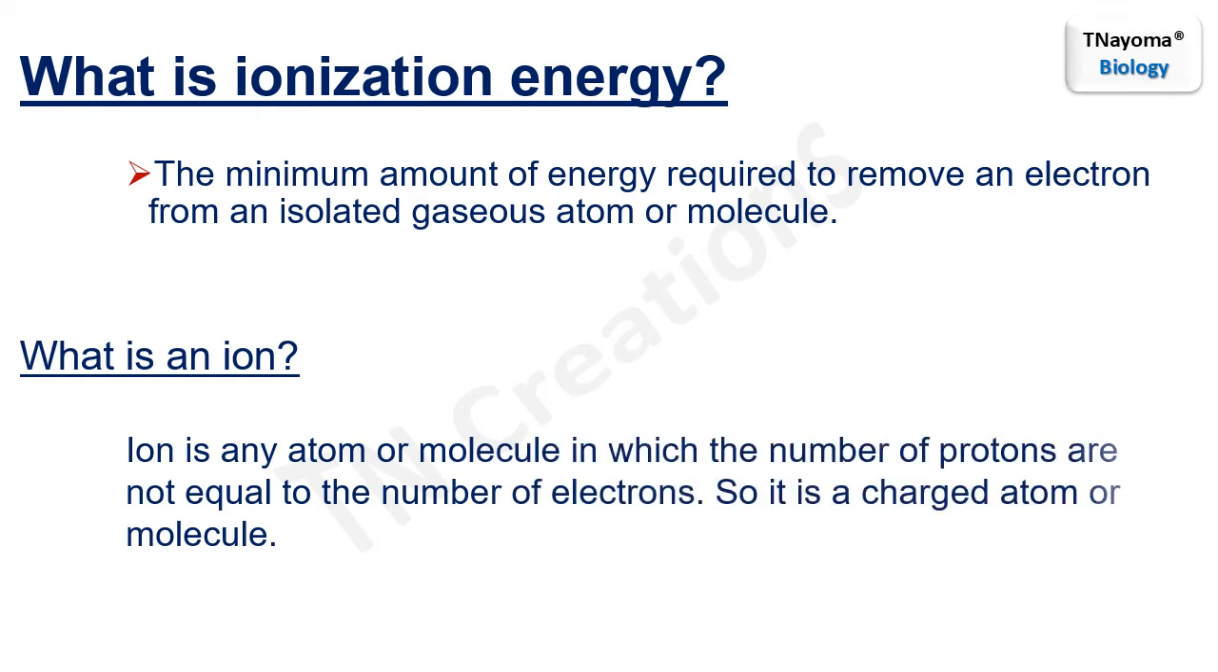An ion is any atom or molecule in which the number of protons is not equal to the number of electrons. So, it is a charged atom or molecule. When the proton number is not equal to the electron number, it is a charged atom or molecule. Let's see a few examples.